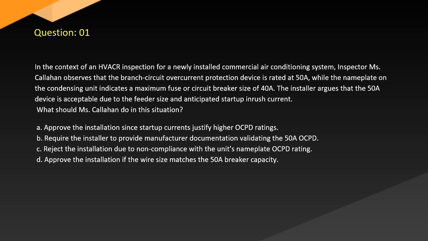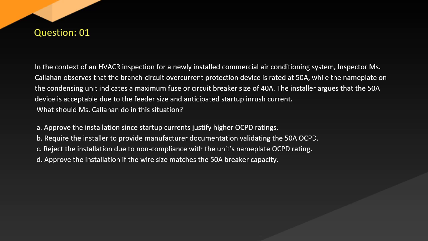Question 1. In the context of an HVACR inspection for a newly installed commercial air conditioning system, Inspector Callahan observes that the branch circuit overcurrent protection device is rated at 50A, while the nameplate on the condensing unit indicates a maximum fuse or circuit breaker size of 40A. The installer argues that the 50A device is acceptable due to the feeder size and anticipated startup inrush current. What should Callahan do?